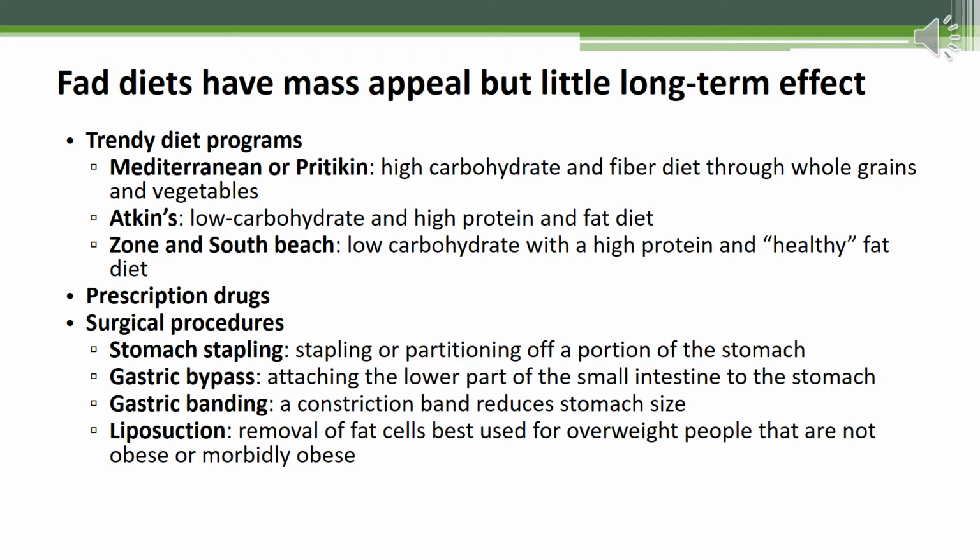Fad diets have mass appeal, but little or no long-term effect.